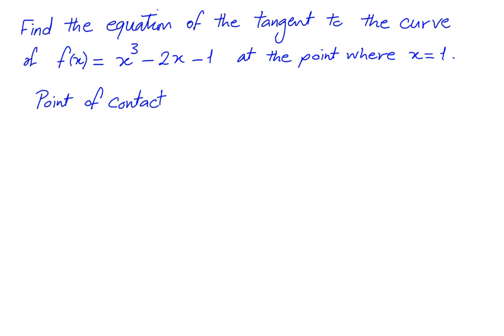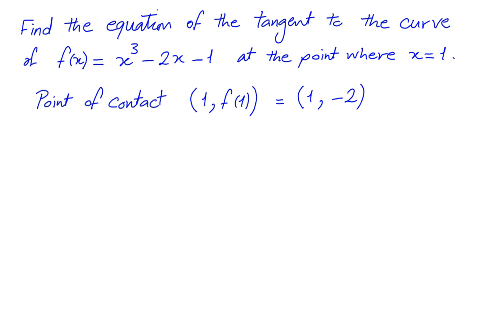The point of contact is (1, and to find the y-coordinate you need to substitute 1 into the equation. So it's 1 and f of 1, and when you substitute 1 here you get 1 minus 2 is negative 1, minus 1 is negative 2. So the point of contact is (1, negative 2).